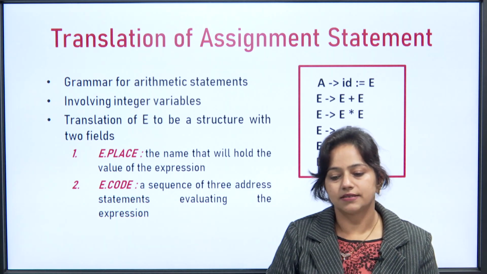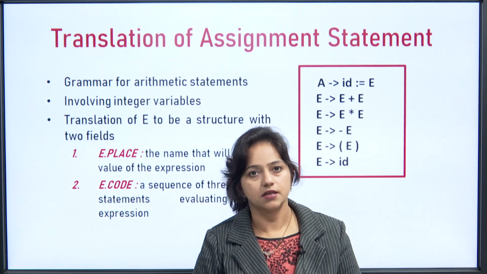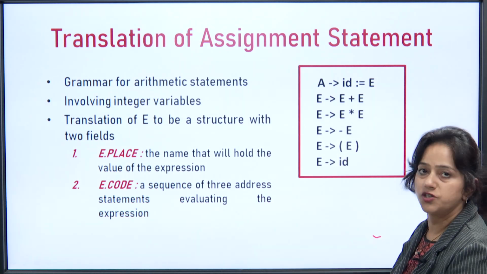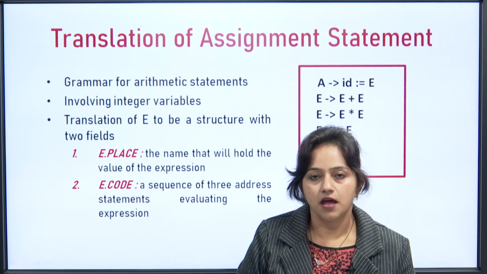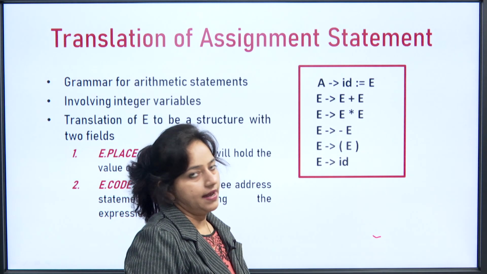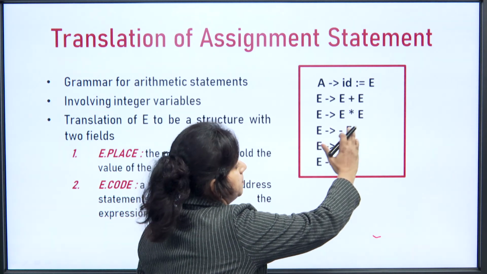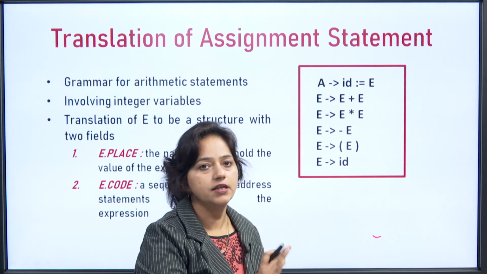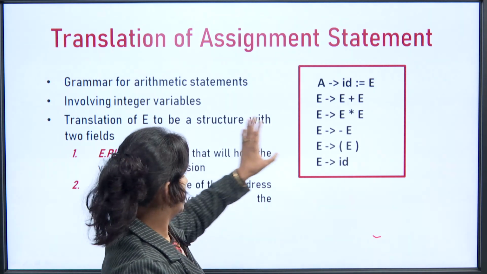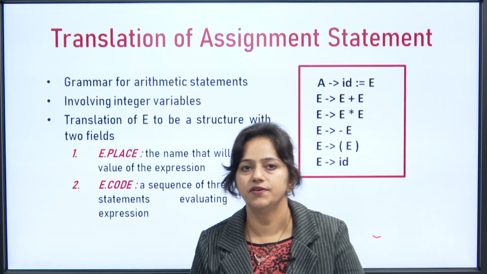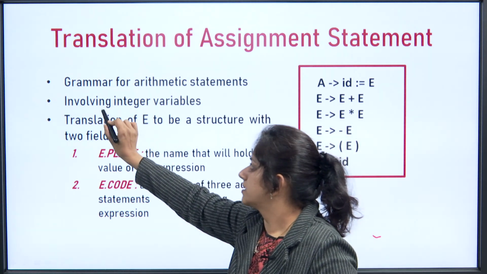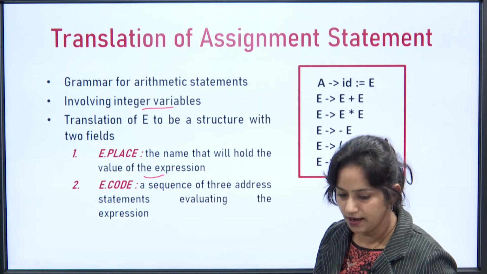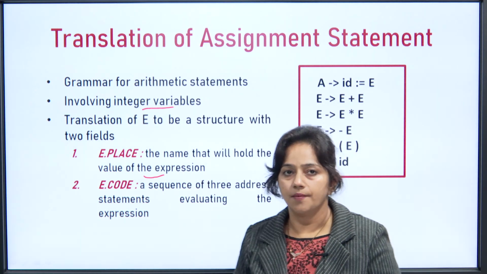Now, next is translation of assignment statements. Here we are writing the grammar for arithmetic operations: A to ID = E, then E to E + E, E to E * E, E to negation of E, E to parenthesization of E, or E to ID. The assumption we have taken here is that it involves integer variables; no real variable is taken.